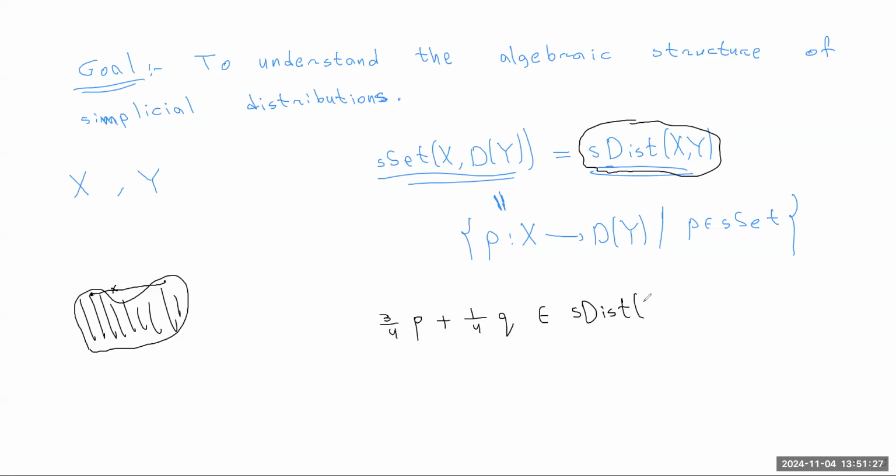So this will also be a simplicial distribution. It's known, and it's not hard to prove. So what is the definition? Let me give the definition of a convex set.